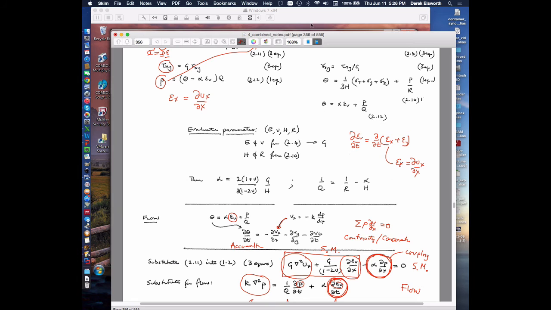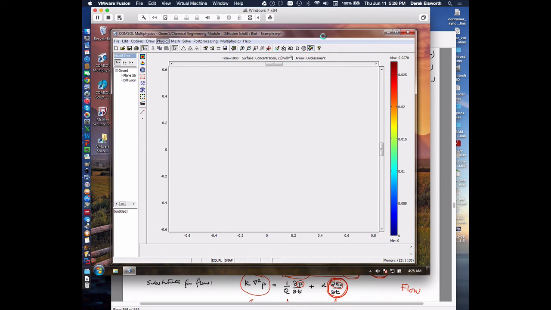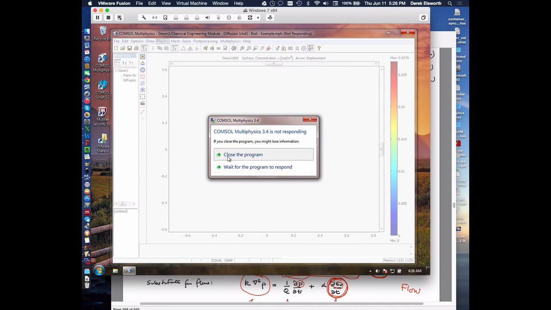So let's see if it's decided to. No, it hasn't. Maybe it's not going to work. I don't think there's much we can do in that particular case. What we could do is this.